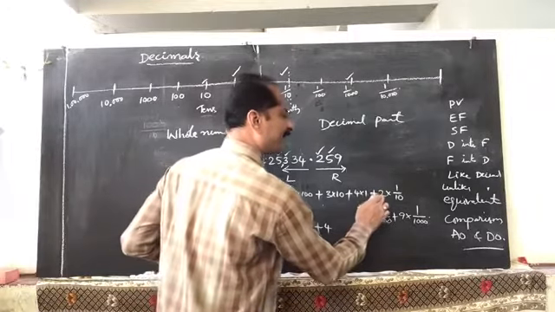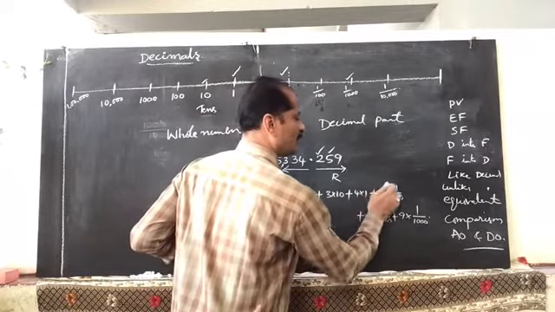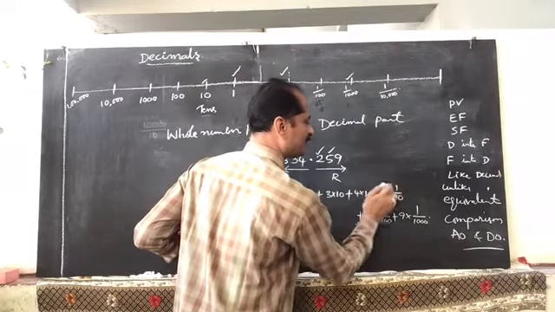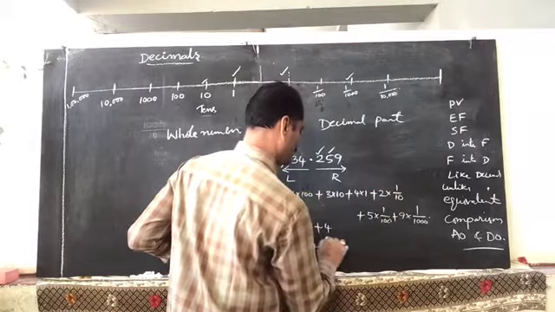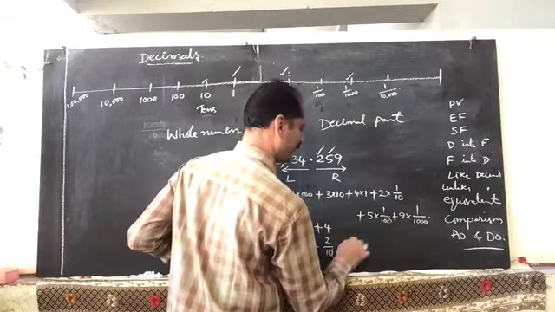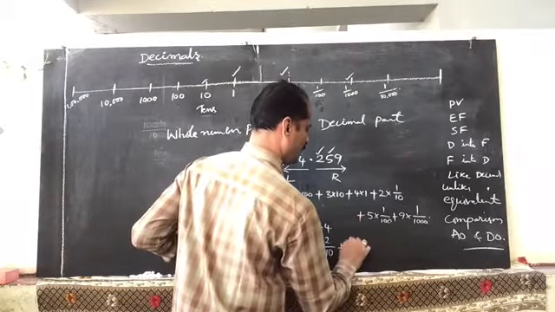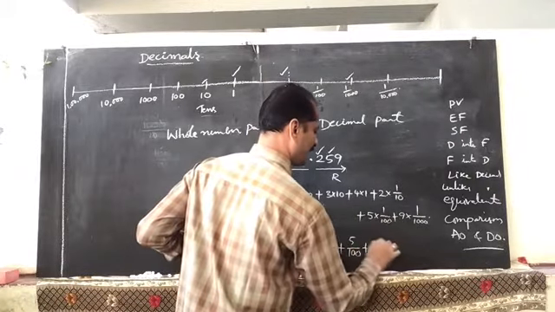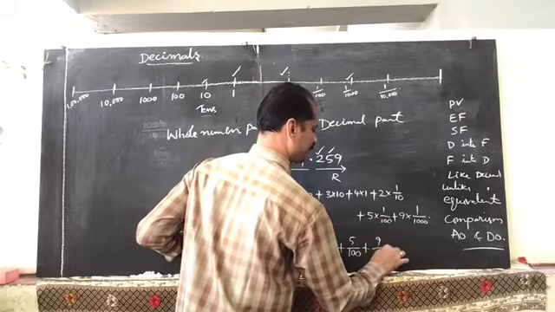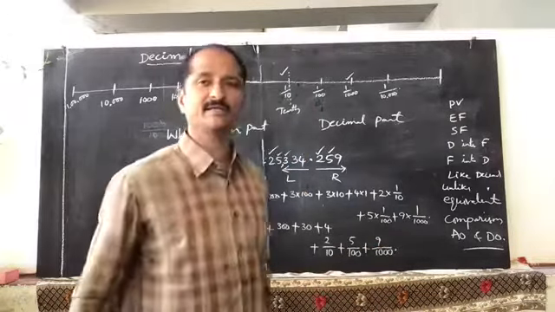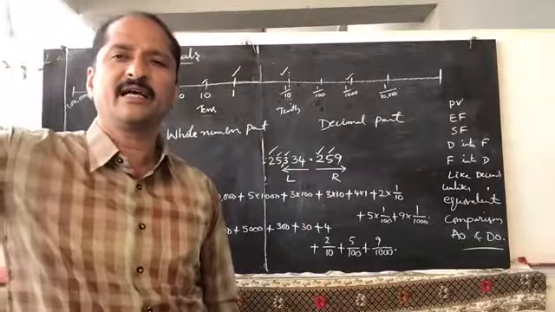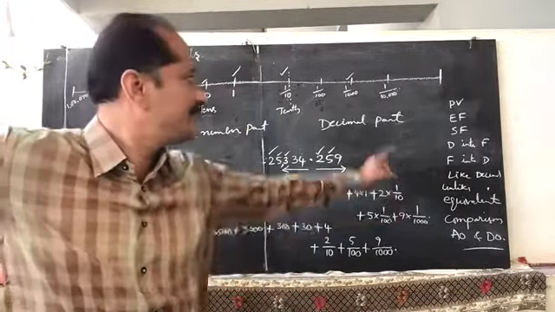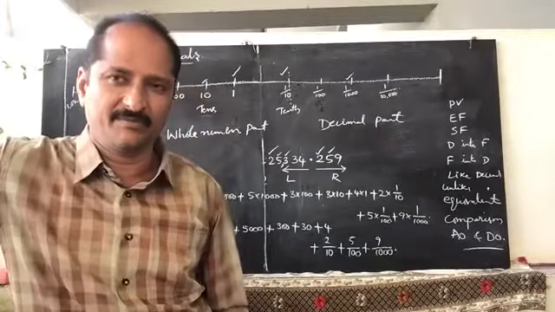How can you multiply a whole number with a fraction? Multiply the whole number with the numerator. 2 into 1, 2 by 10, plus 5 into 1, 5 by 100, plus 9 into 1, 9 by 1000. In this way, you will get the place values of the expanded form. So that is the place value as well as the expanded form.